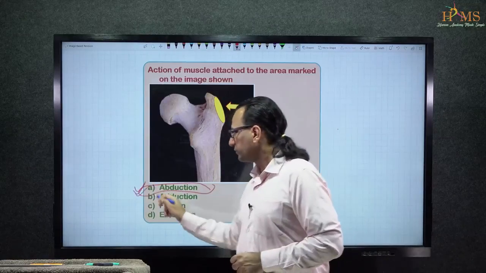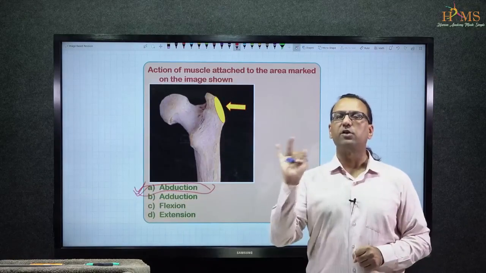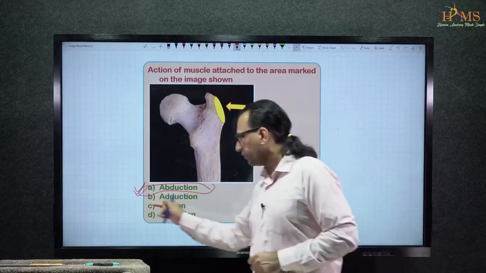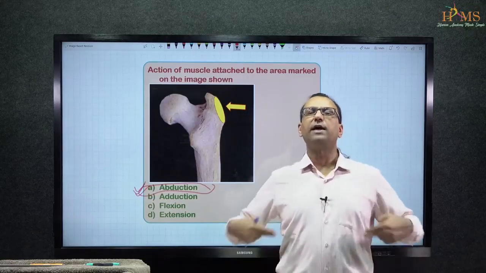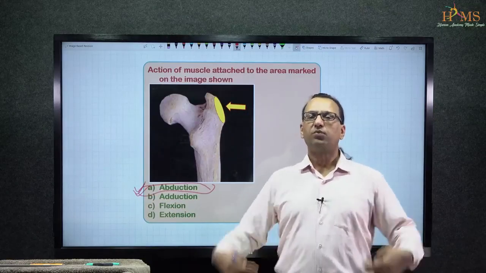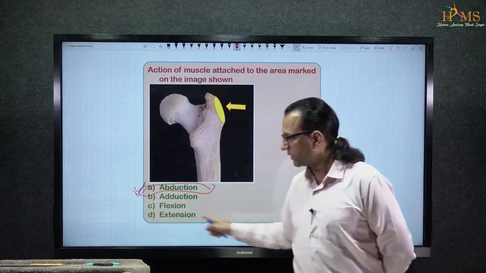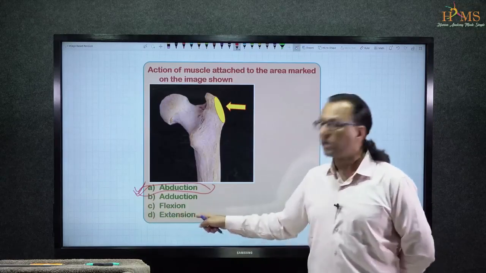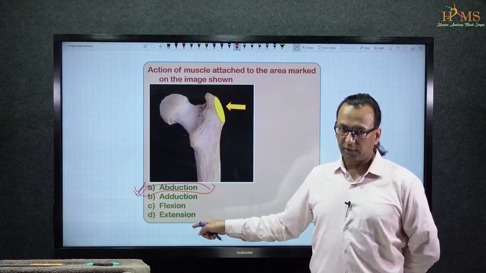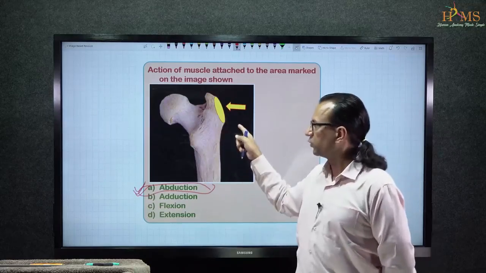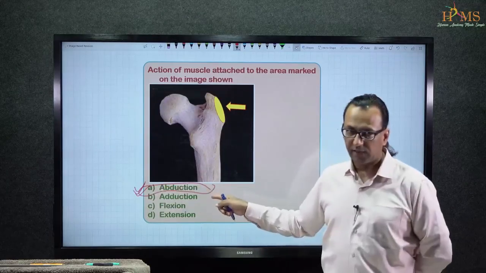Then who is doing adduction? Their names are adductor brevis, adductor longus, adductor magnus. And who is doing flexion? There is an anterior muscle called the iliopsoas muscle, the hip flexor. And who is the extensor muscle? The chief extensor is gluteus maximus. Gluteus maximus is not only an extensor, but it is also a lateral rotator muscle. So we keep our answer as gluteus medius, and choice number A as the answer.